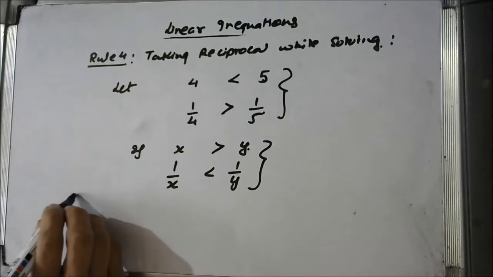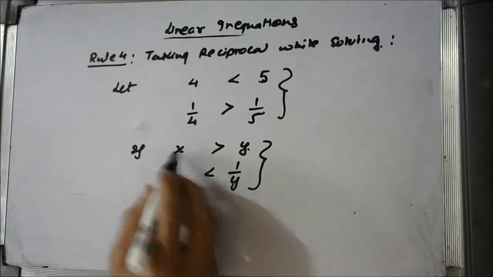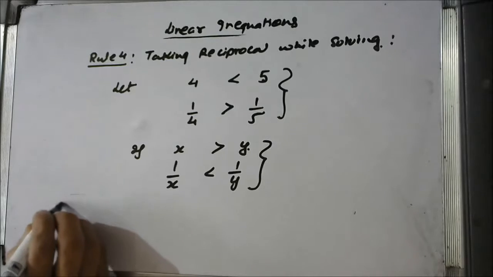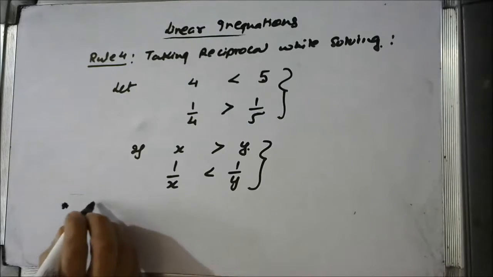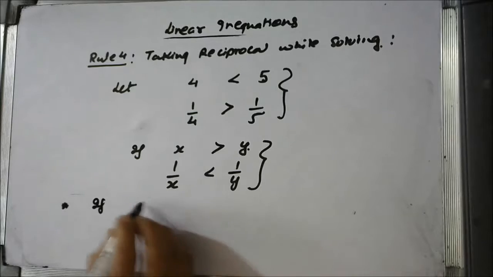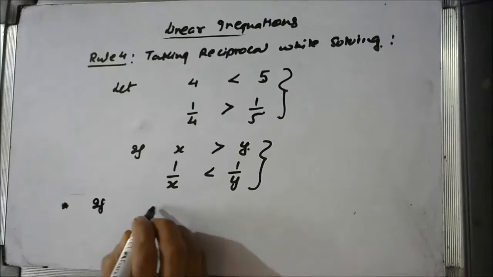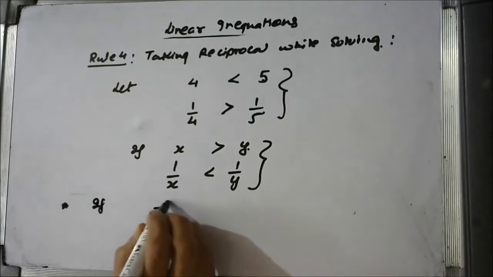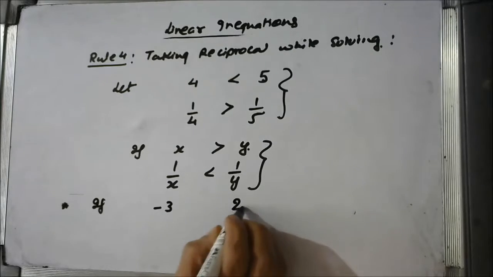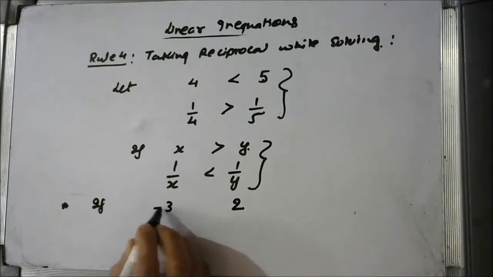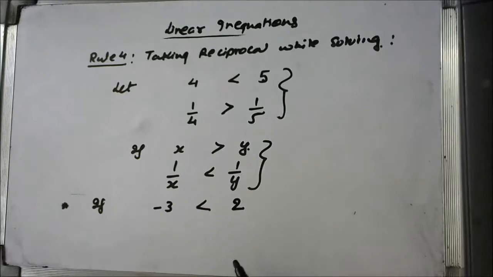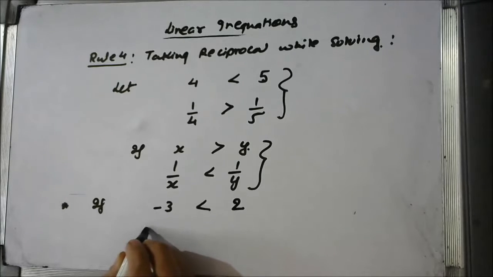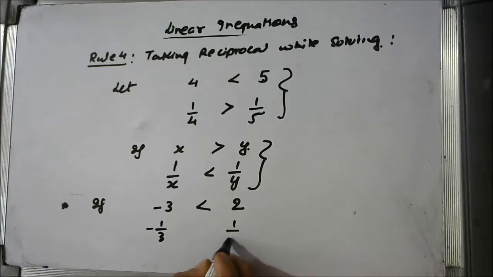However, we have to be careful regarding sign of quantities on both the sides. Suppose we consider two numbers -3 and 2. -3 is clearly less than 2. Now what happens if I take the reciprocals? Left side is -1 by 3, right side is 1 by 2.